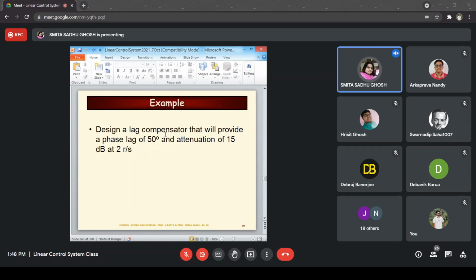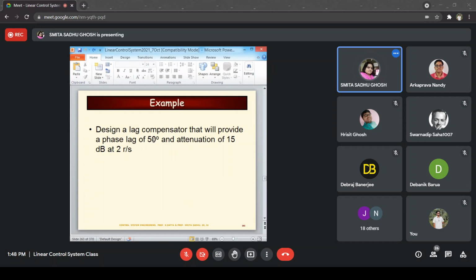Similarly, for a lag compensator, now a numerical is shown. Phase lag of 50 degrees is required, and attenuation of 15 decibels. Why is it written as attenuation? What will be the value of the magnitude? If attenuation of 15 dB is mentioned, the value of the magnitude will be minus 15 dB, at a frequency of 2 radians per second.